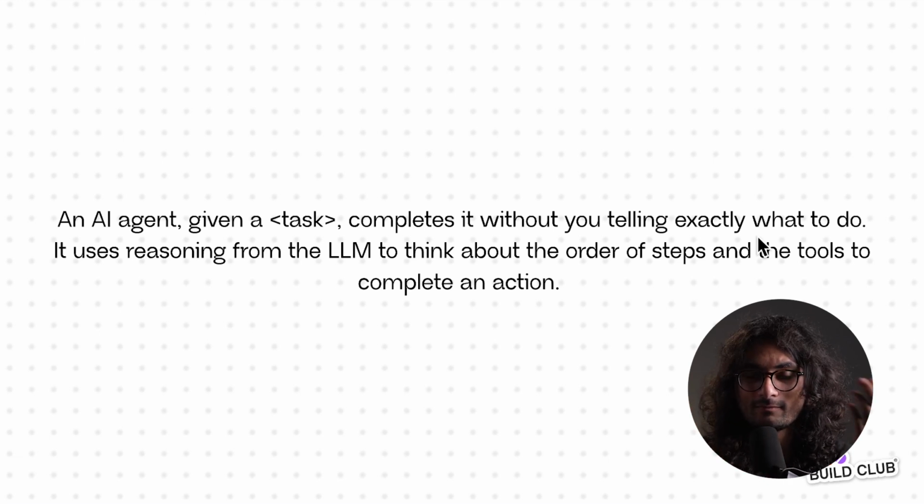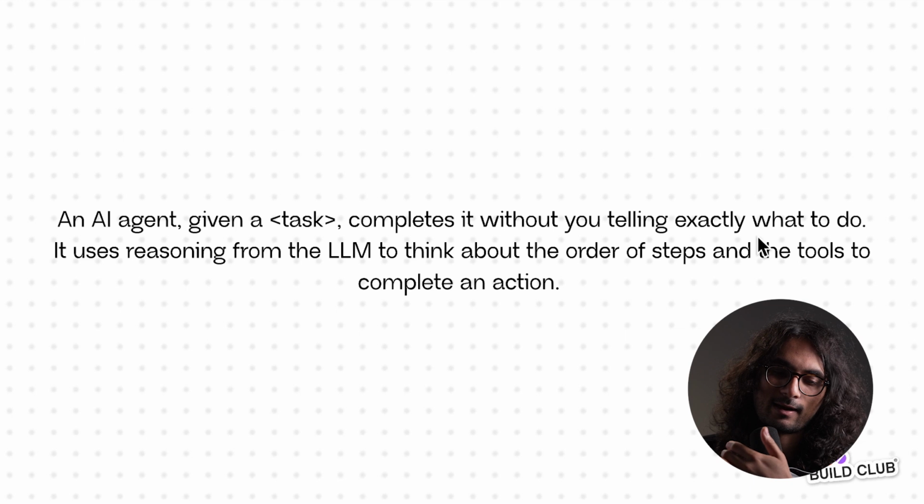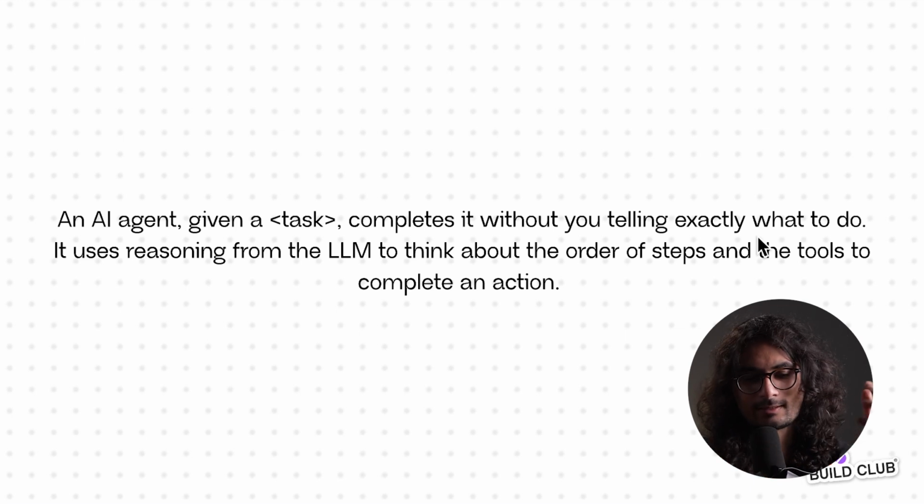I am of the opinion that "agent" is a very overloaded term. So for an AI agent, we can start by coming up with a definition: given a task, it completes it without being told exactly what to do. It uses reasoning from an LLM to think about the order of steps and the tools to complete that action, right? So it can basically think about what tools it needs to use and run them autonomously.